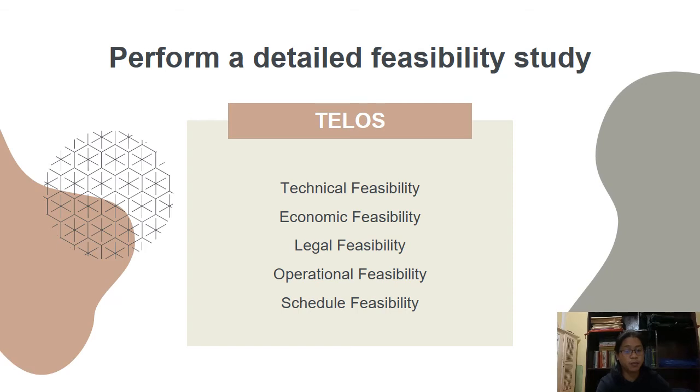The acronym TELOS provides guidance for assessing project feasibility. The term stands for technical, economic, legal, operational, and schedule feasibility. So here are the 5 aspects of project feasibility. The first one is the technical feasibility.